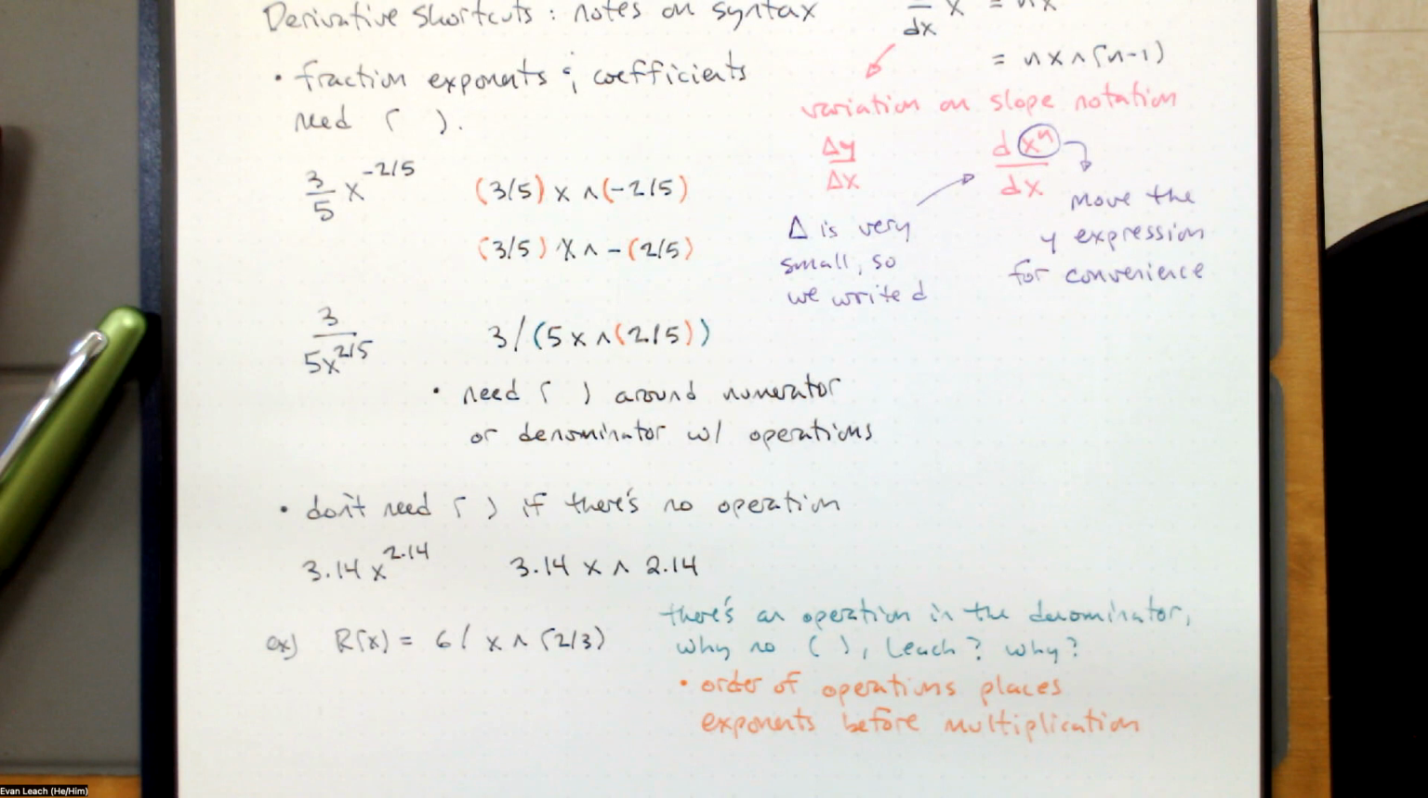The order of operations places exponents before multiplication. And those are the two operations that are going on here. The exponents and then division. Division and multiplication, same thing.